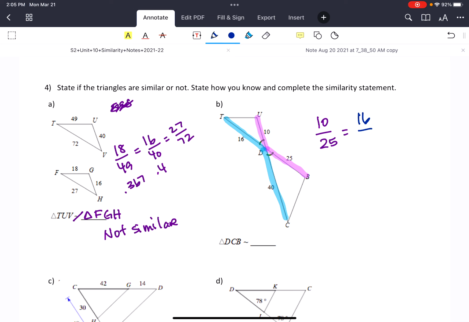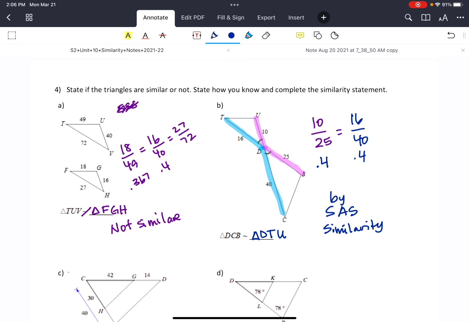Okay, so we're trying to see if we have side, angle, side. Well, 10, let's do some calculations. This is 0.4. Oh, we did 16 over 40 over there. This is also 0.4. So yes, we have side, angle, side similarity. This is similar. D matches with itself. C matched with T, and U and B match. So we have that one.